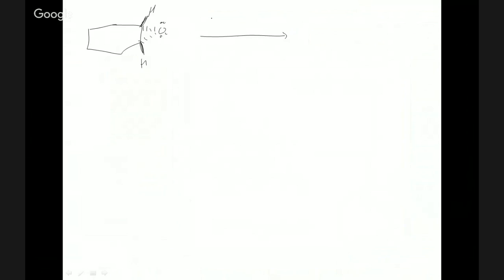We're going to add H2SO4 and water. And we're going to get a set of enantiomers. Trans diols. You get a racemic mixture of these two enantiomers. They're called diols because there's two of them, and they're trans because they're on opposite faces.